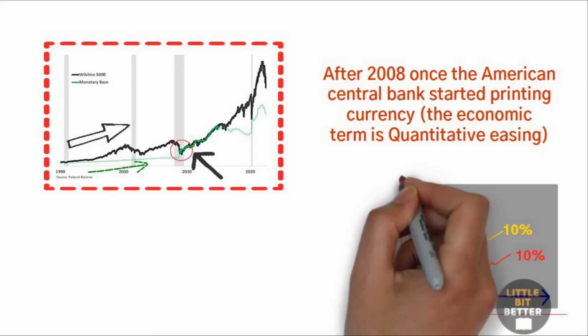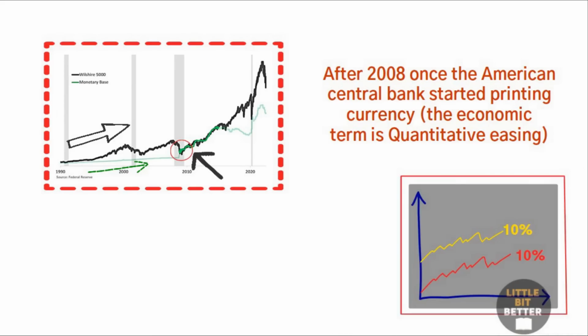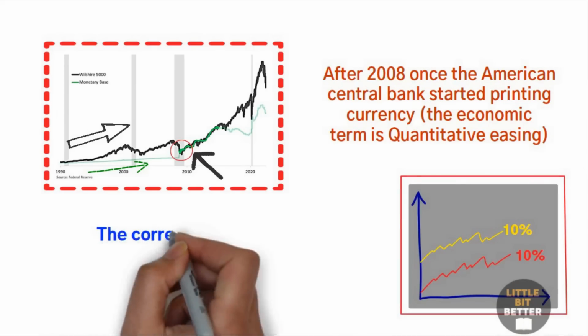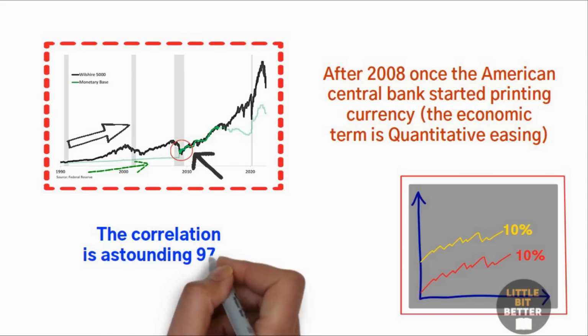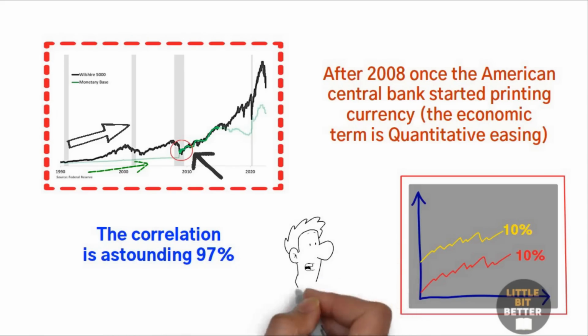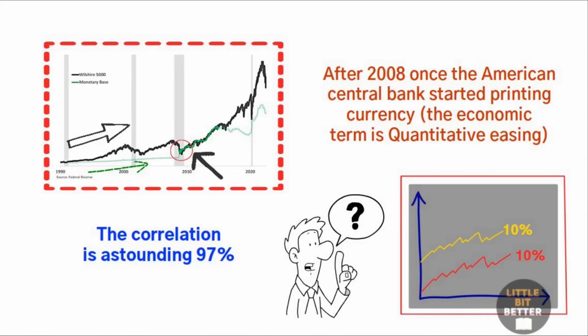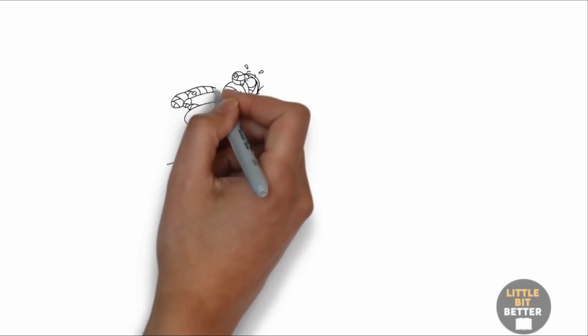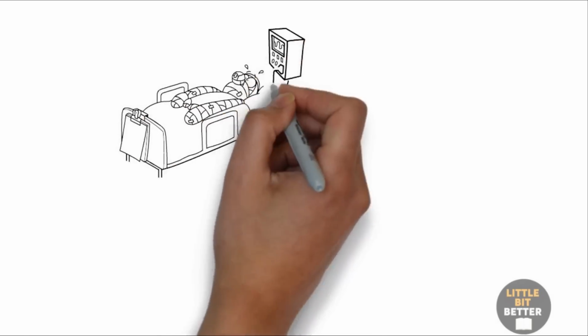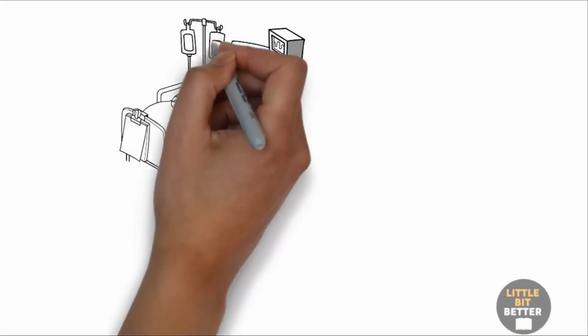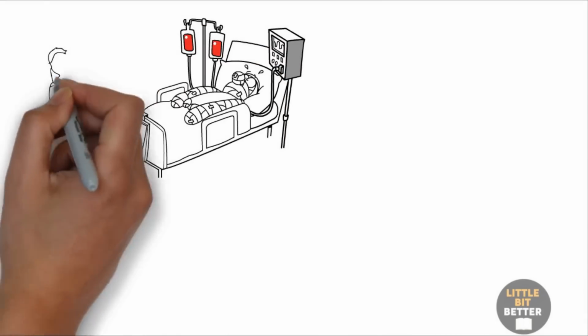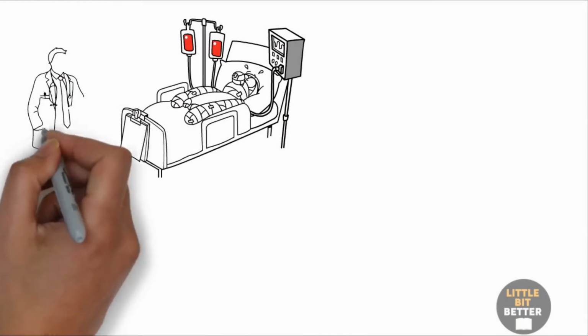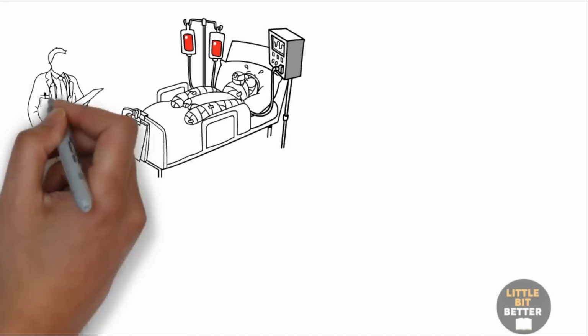When it went up by another 20%, then the stock market followed. The correlation is an astounding 97%. Do you really think that's merely a coincidence? Of course, the stock market soared. The stock market is a patient that has been on artificial life support since 2008. And now the doctor thinks that he can just pull the plug without the patient dying.